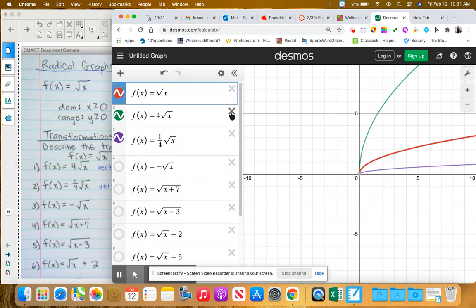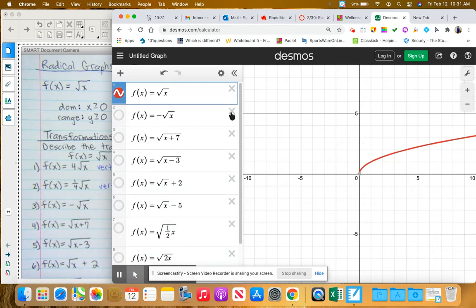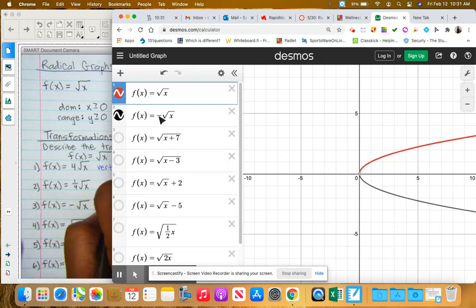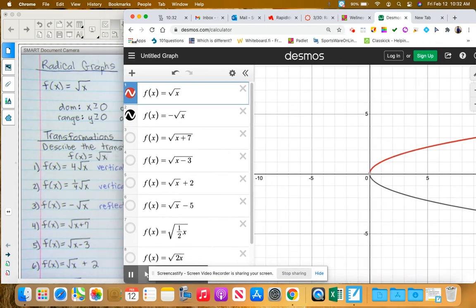So let me get rid of these, and then we'll keep right on going and see what else we can do. All right, now let's see what if we put a negative. So notice I put a negative in front of the square root, in front of the radical. This is a reflection over the x-axis. So this one reflects over the x-axis. So that's the answer to that one, a reflection over the x-axis.